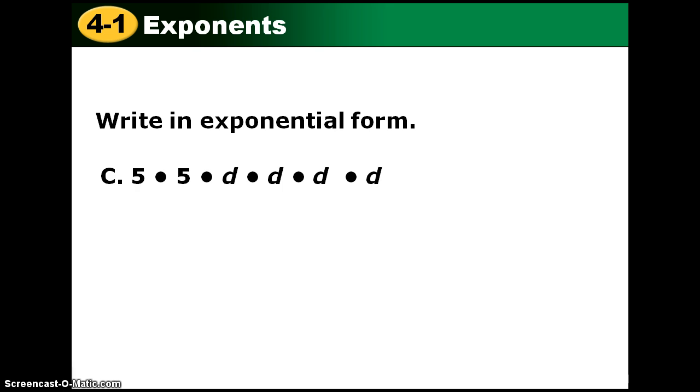We can do this with different terms as well. We have 2 5's, which would be 5 to the 2nd power, and 4 d's, which would be d to the 4th power. And we write them side by side just like multiplication.